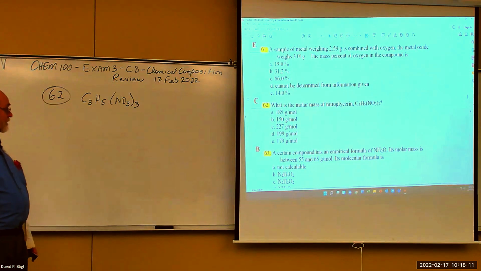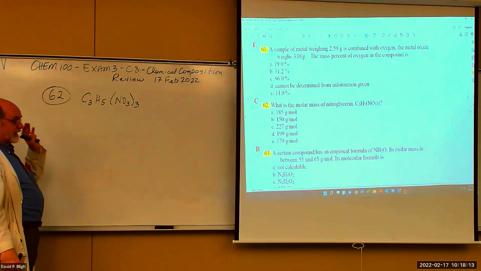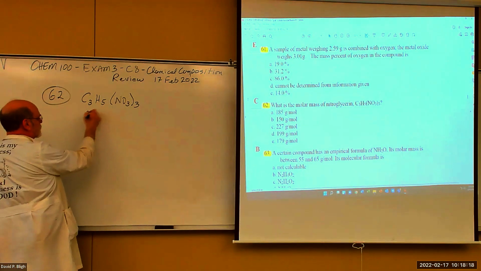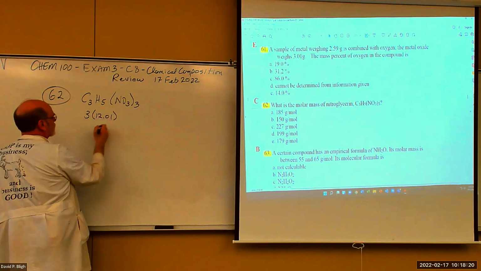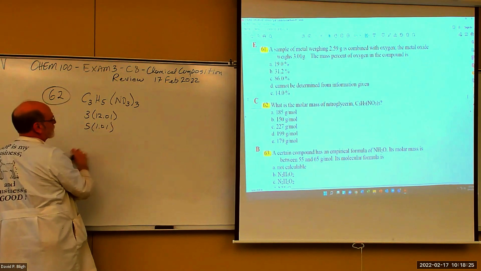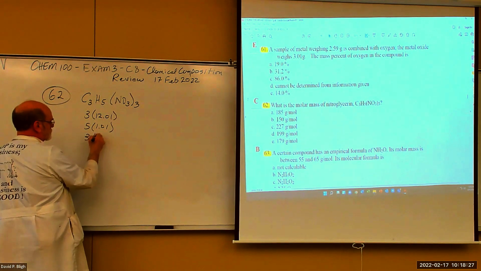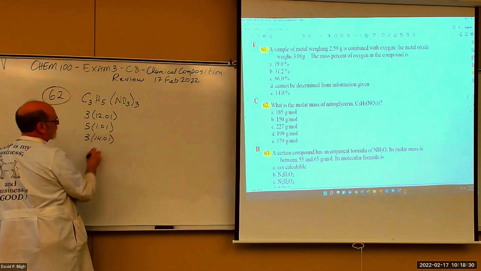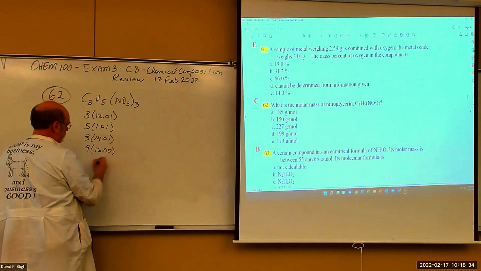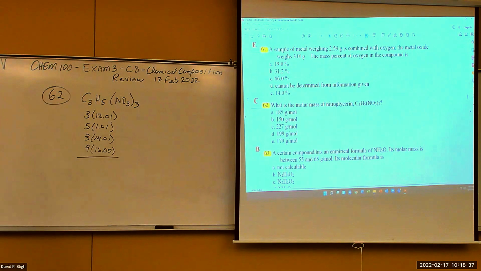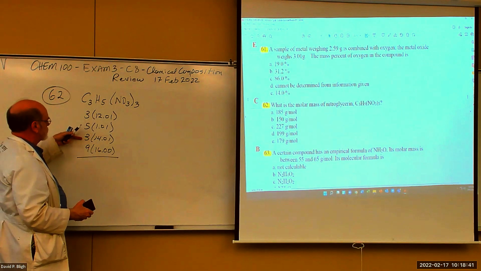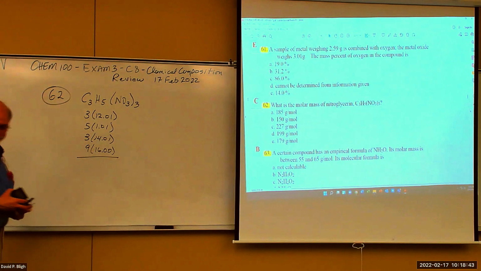Molar mass. Okay, all we have to do is add up the molar masses of the individual elements. So 3 times 12.01, 5 times 1.01, 3 times nitrogen, 14.01, and 9 times oxygen. Let's see, did I do all those right? 3 of these, 5 of these, 3 of those, and 9 of those. Yep.